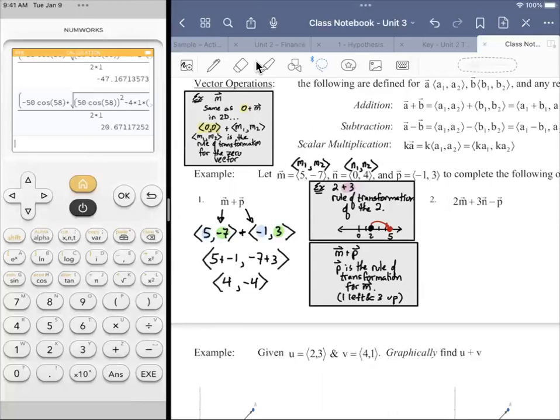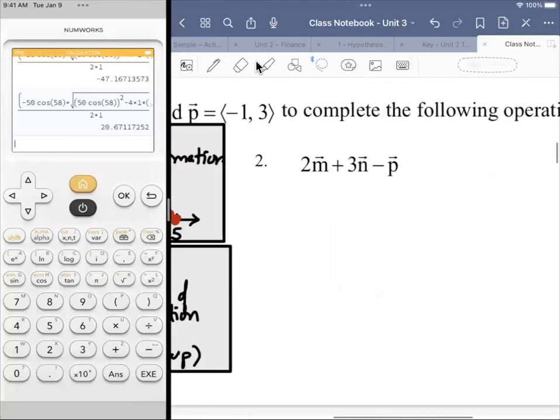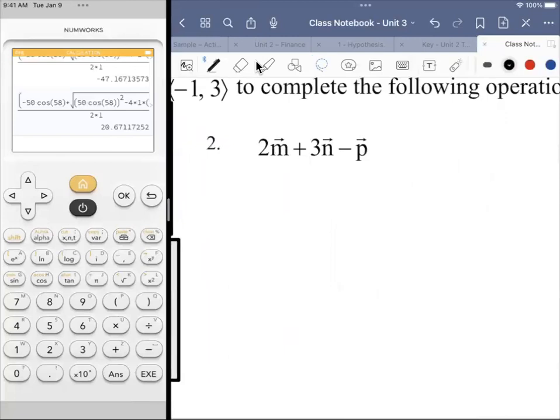So the next one has multiple rules of transformation. We're transforming vector m first by a scalar factor of 2. Whenever you have a coefficient, that's a scale factor.